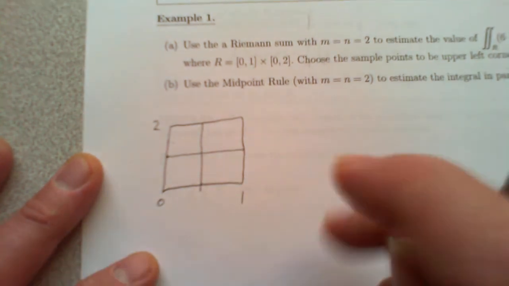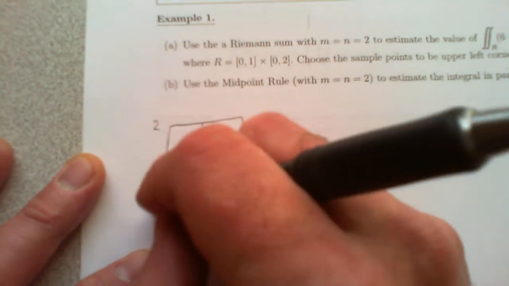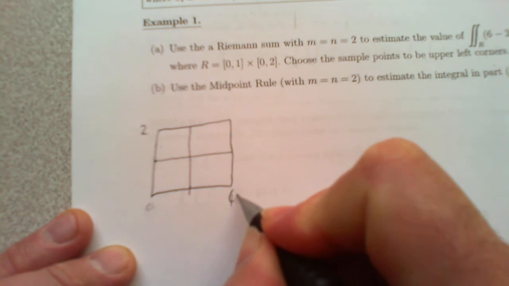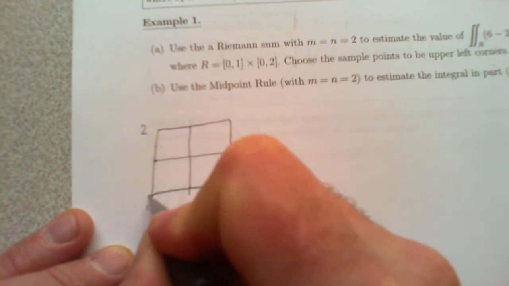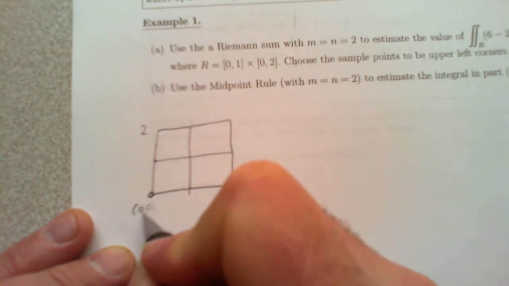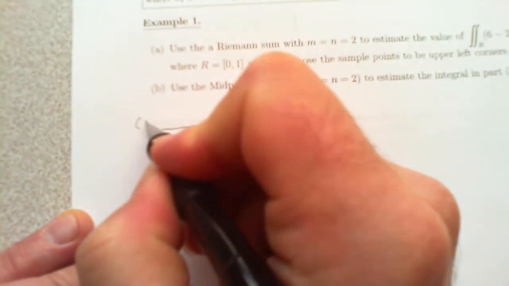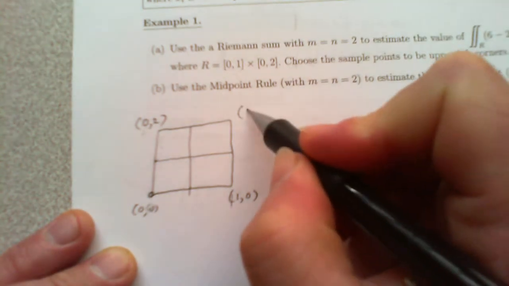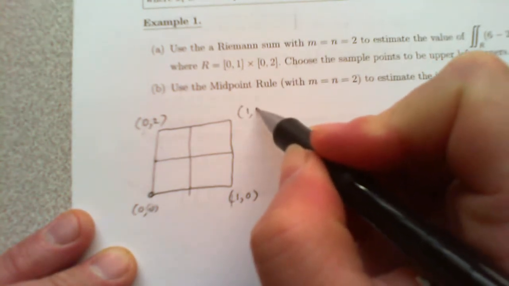All right, let me put these points on there a little bit better since we're in R2. So this is the point, run 1, rise 0. That point right there is 0, 0. That point right there is run 0, rise 2. And this point right here would be run 1, rise 2.